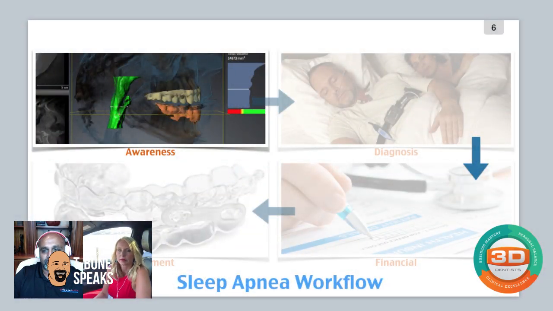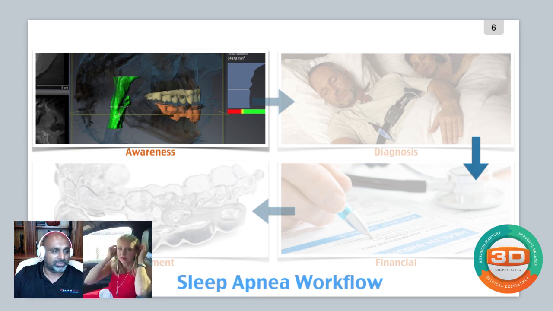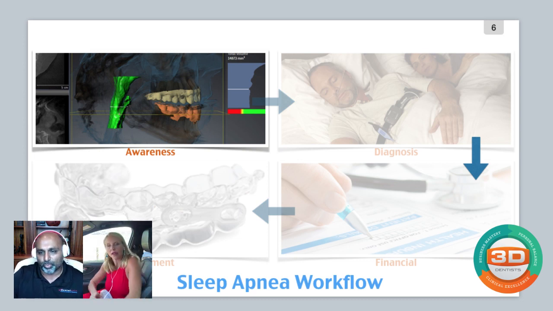Yeah. So now that we have a good understanding of why it's important, and that's a super important step to get your team on board and to get that conversation started so that you can have it with patients, I think the next step we should go into is awareness, Erin, the first step of our sleep workflow. So, Erin, why don't you go ahead and give us a brief talk on what awareness is?